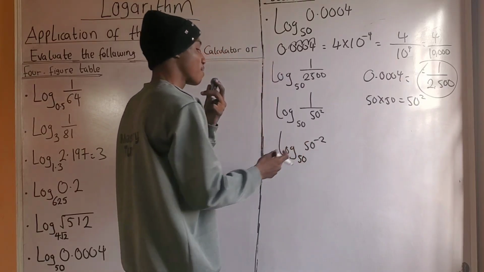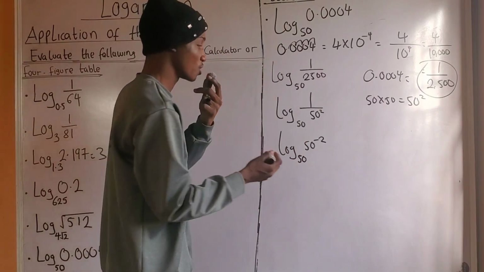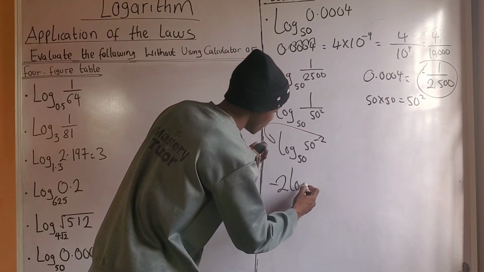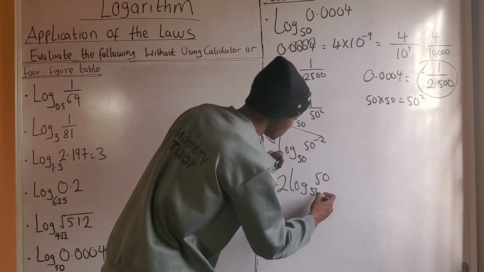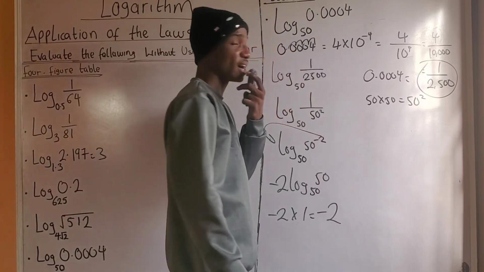50. Now you apply the log of a power here. The log of a power is the product of the power and the log. So these two will multiply the logarithm. I'm going to have minus 2 multiplied by log 50 base 50, which is minus 2 times 1, which equals minus 2. And that is the answer.